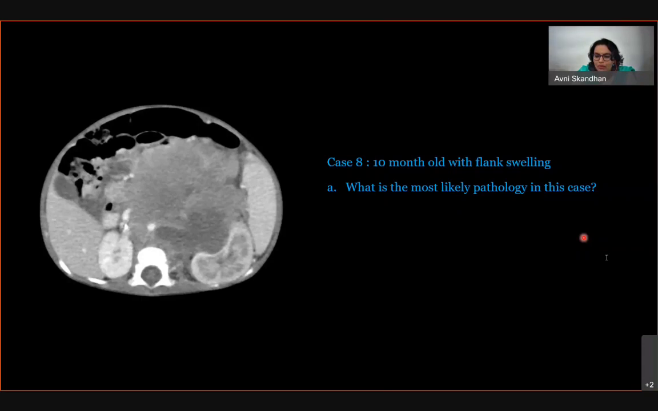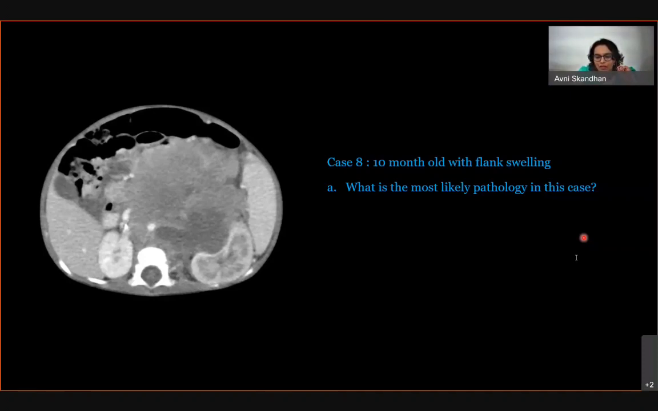Now I want you to see why it's not lymphoma. One thing is the age group. What do we most commonly see in this age group of less than 1 year? In the young age group, there are very few things which are so commonly seen. Neuroblastoma should be at the top of your list when you see a child less than 1 year. So what differentiates Wilms and neuroblastoma?